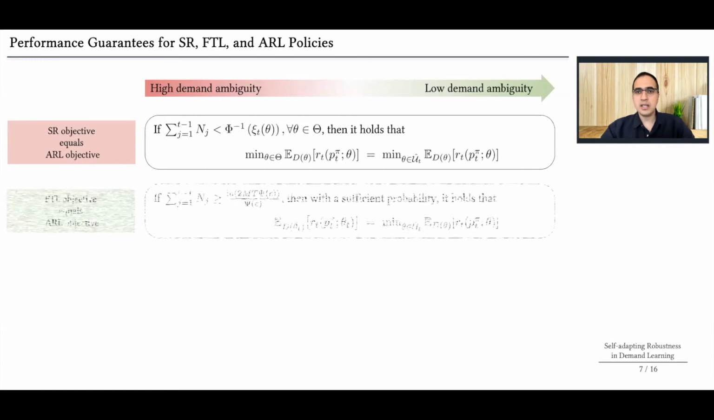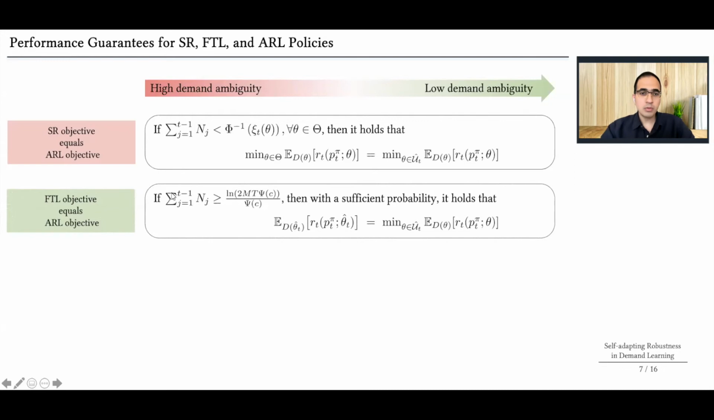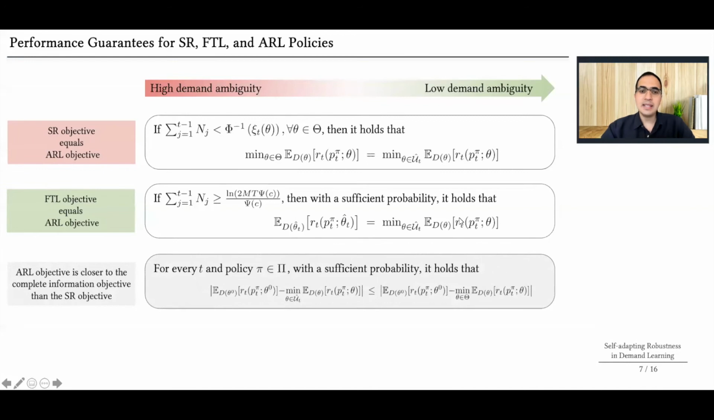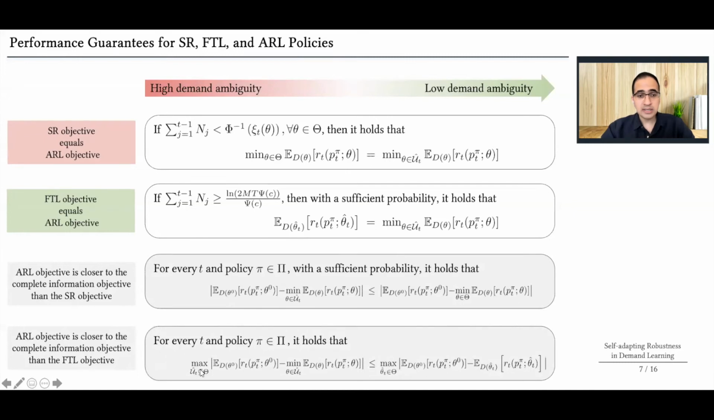Now, similarly, we can construct results for the green region. When the volume of data is sufficiently large to eliminate all demand models except the true demand model, with high probability we can show the ARL objective and FTL objective coincide. For every policy and T, regardless of the red region or green region, we can show that ARL's objective is closer to the complete information objective than the SR objective. Also, we can show that in a worst-case sense, ARL's objective is closer to the complete information objective than the follow the leader objective.